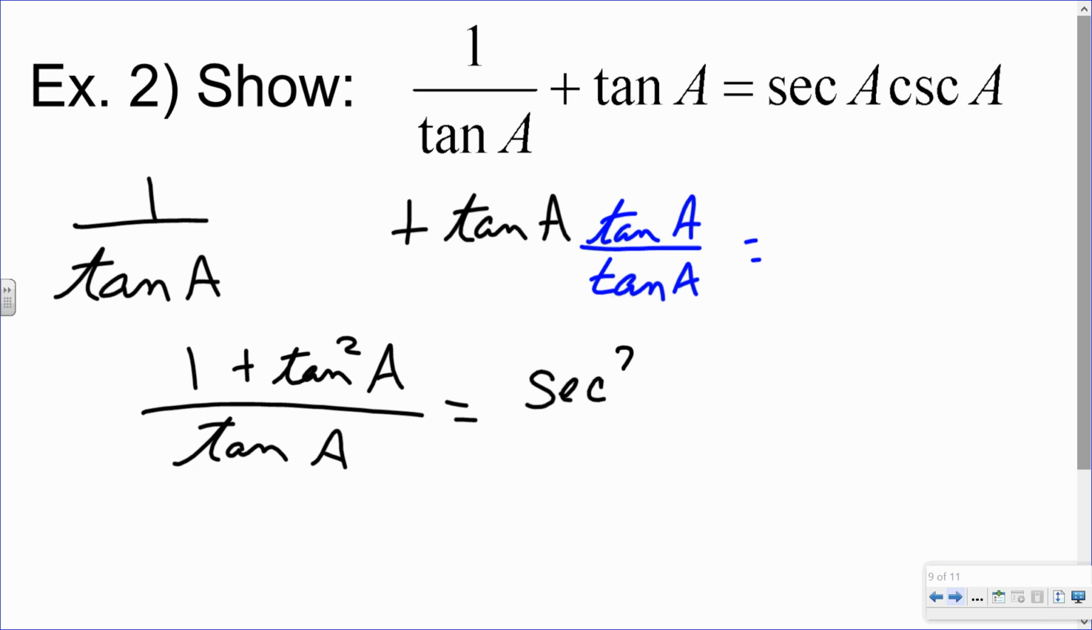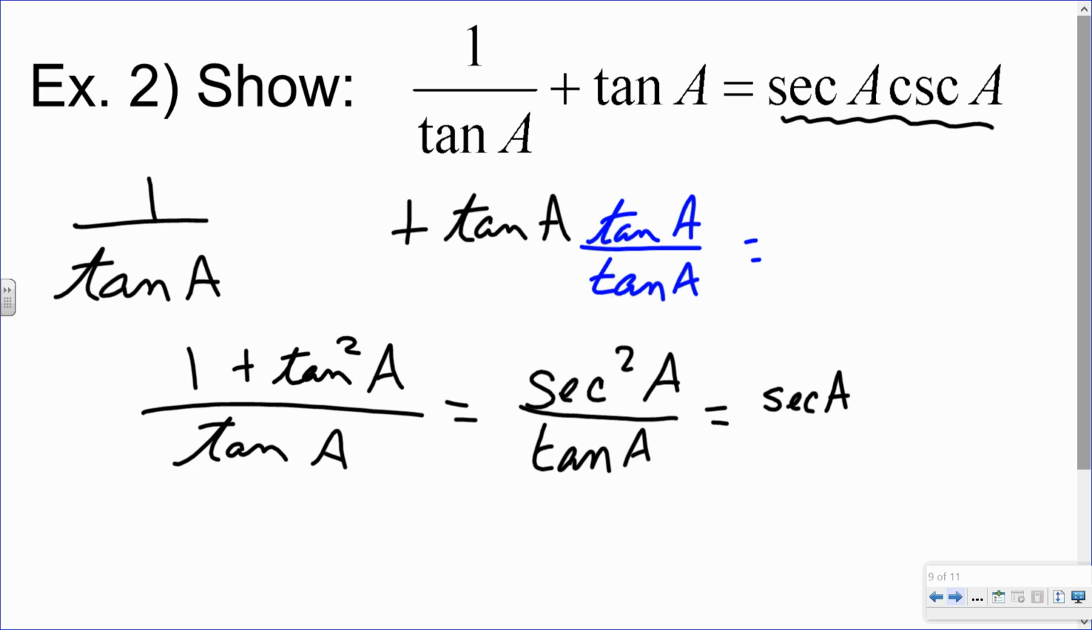So secant squared of A over tangent of A. Okay, now we're going to look at, what are we trying to get to? We want to get secant A cosecant A. Do I have either part of that now? I've got a secant in there, so I want to keep that secant. I don't want to get rid of it. So I'm going to say that means I have the secant of A times, and then if I pull that out, that leaves the other secant of A over the tangent of A.